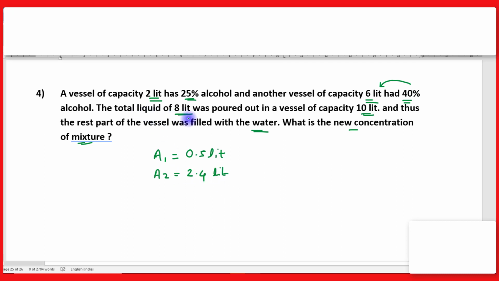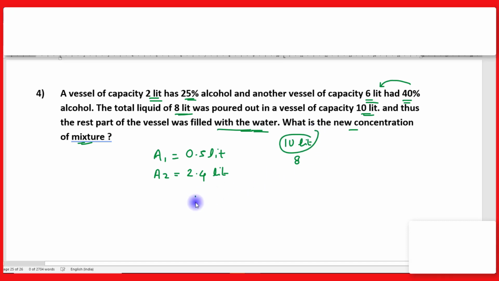And this total quantity of 8 liter was poured out in the vessel of 10 liter, and the rest of the vessel is filled with water. What is the new concentration of the mixture? Now this is poured into a 10 liter vessel. In this 8 liter mixture, this much total alcohol is there, and the 2 liters remaining is water. So the total is 10 liter.